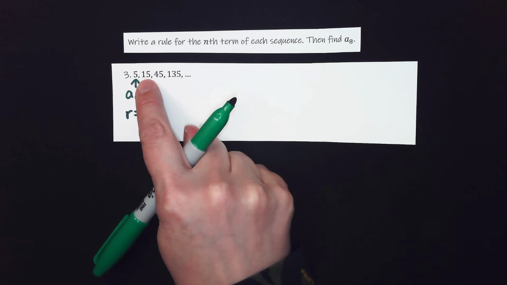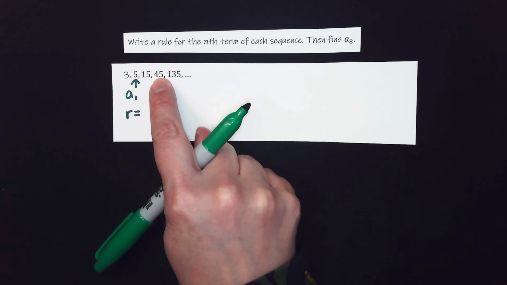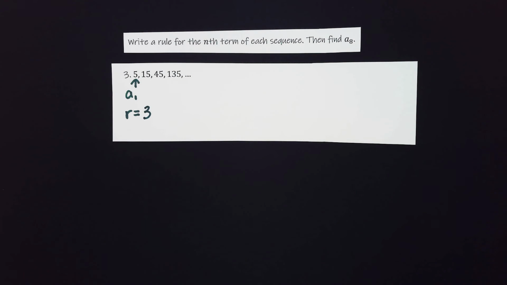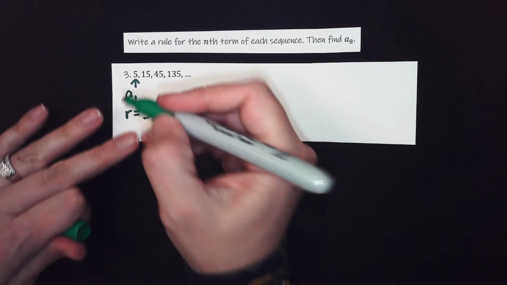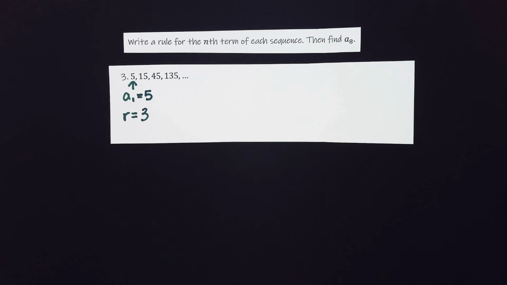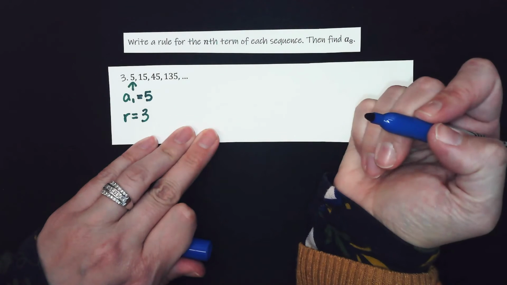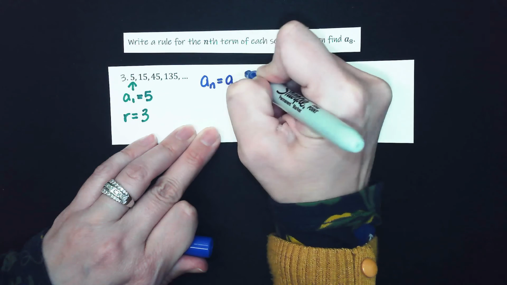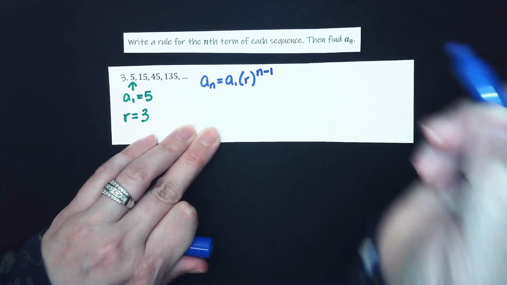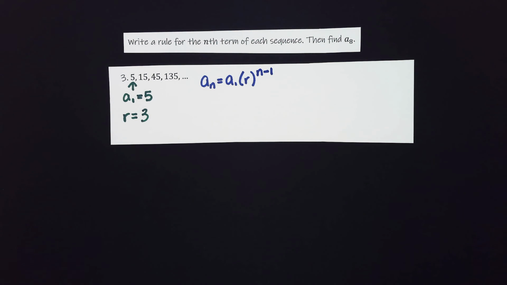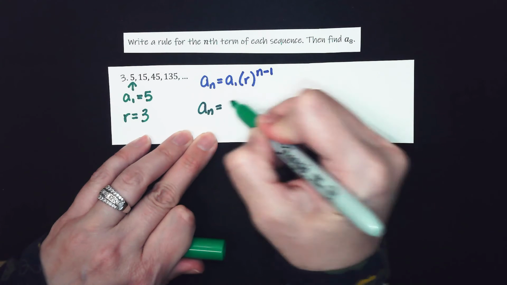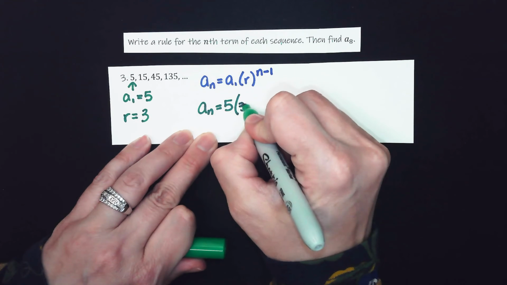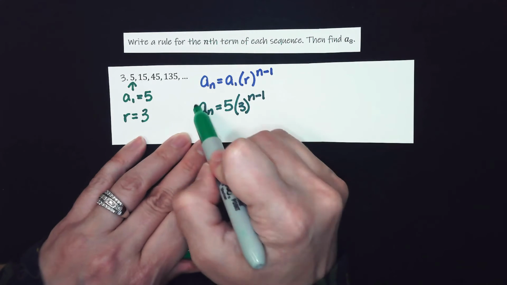Well, 5 times 3 is 15. 15 times 3 is 45. 45 times 3 is 135. So I know my common ratio is 3, since I'm multiplying by 3. Okay, so this a1 is 5. The formula we're plugging it into that we just showed in the core concept is a sub n equals a1 times r to the n minus 1 power. So we're going to plug in what we have. So a sub n equals 5, that's what we said a1 was, our first term, times 3 to the n minus 1 power. So there's my rule.